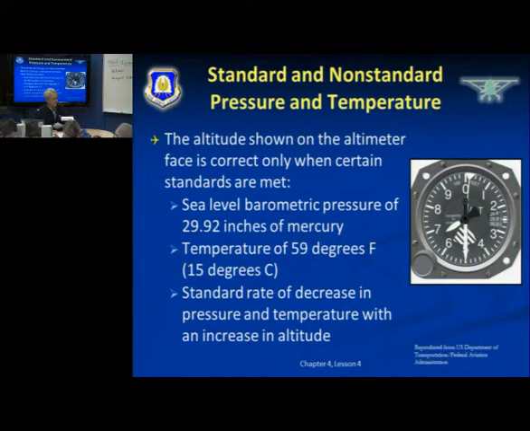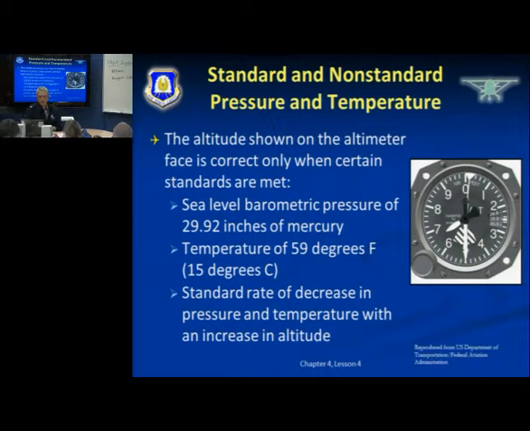What is it? 65,000 feet, sir. 65,000. You're a SR-71? No, this is 6,500 feet. And it just so happens that right at this very second, in this very place in America, the barometric pressure is 29.92. So that's standard barometric pressure.